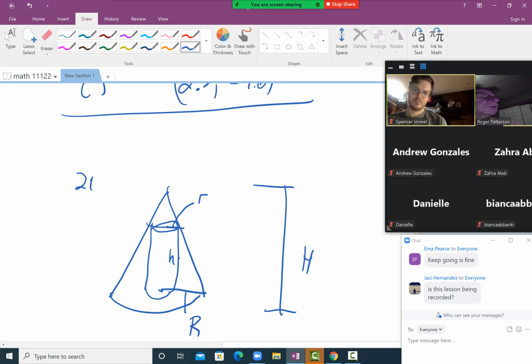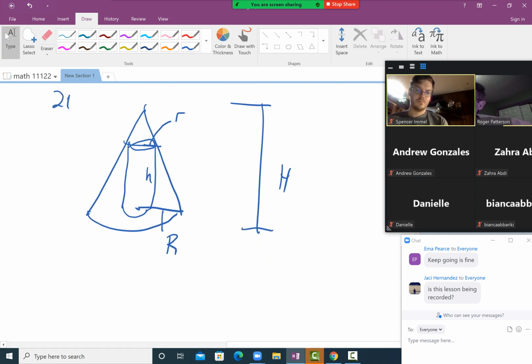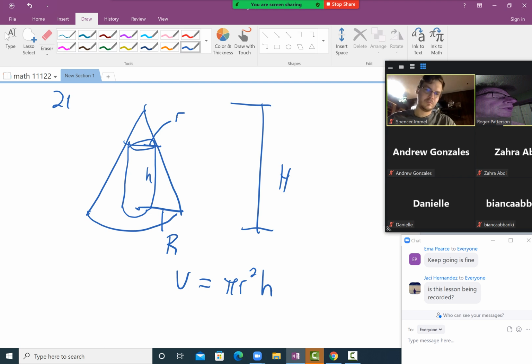So what they want us to do is express the volume of the cylinder as a function of r. And it says the volume of a cylinder is pi r squared h. So then what we want to do is, we can't have an h there. It's got to be r only. So we have to find something that we can do to get rid of that h, and get it only in terms of r.